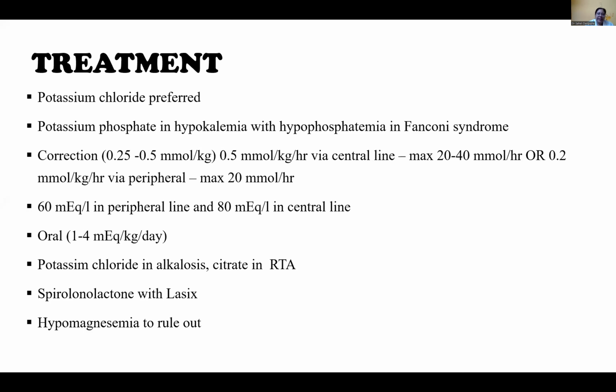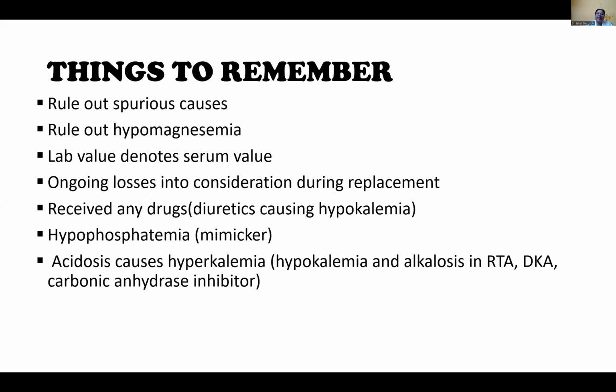So next slide. So things to remember, we have to always rule out the spurious causes, rule out hypomagnesemia, and whenever we are getting a potassium value, we should again send it to the lab. Lab value denotes the serum value. Ongoing losses we should take into consideration during replacement, and we should keep in mind whether the child is receiving any drugs like diuretics. They can cause hypokalemia, and there is also a mimicker, that is hypophosphatemia.